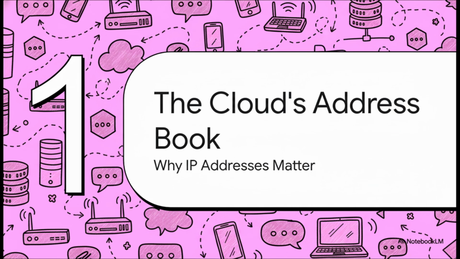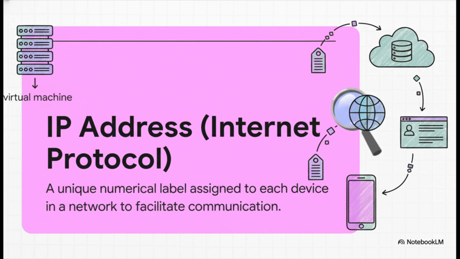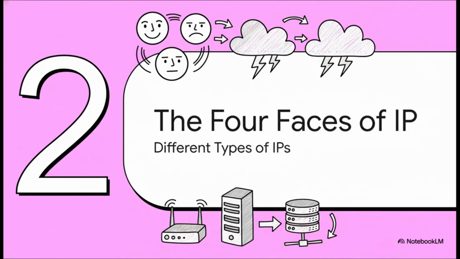Before we can build anything cool, we have to ask a really basic question. What's the fundamental language that every single device on the internet uses to communicate? At its heart, an IP address is really just that, a unique label. Think of it like a phone number for your technology. For one of your virtual machines to talk to a database, or for your own phone to connect to a website, they need these numbers to find each other. This is the absolute bedrock of all network communication. It all starts here.